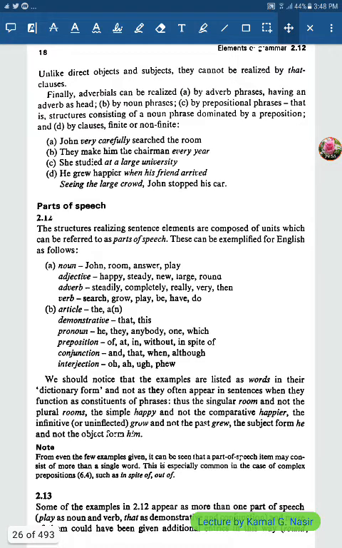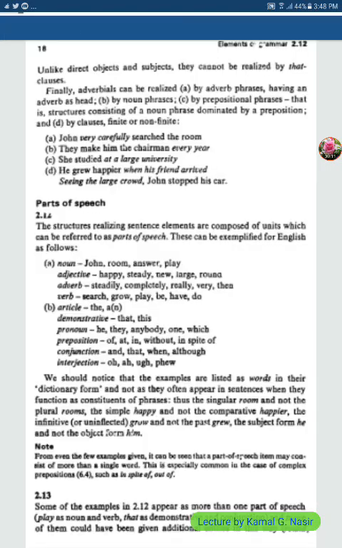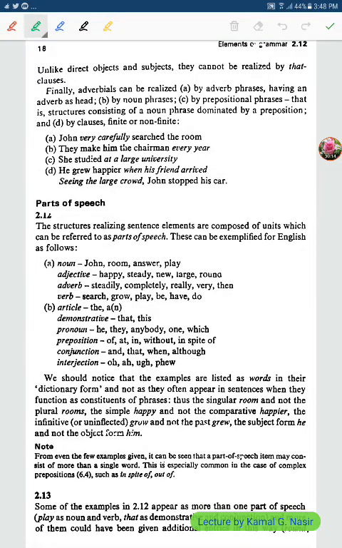Now we come to the direct object and indirect object. We said that when they come together, the indirect object comes before what? Before the direct object.